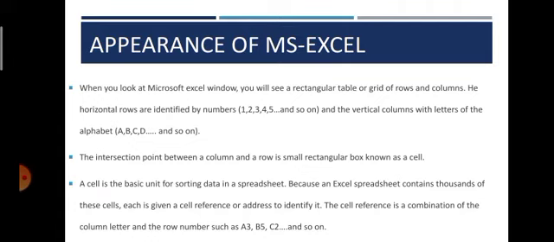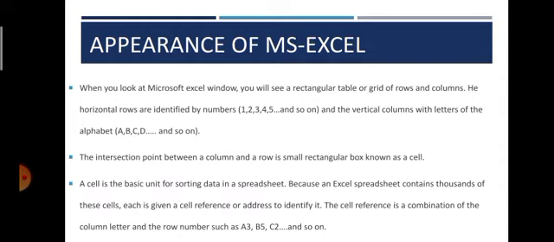So when you see a Microsoft Excel sheet, you can see a rectangular table or grid of rows and columns. Once you can identify that, whenever you see a combination of rows and columns, then that is MS Excel. The horizontal rows are identified by numbers, that is 1, 2, 3, 4, 5, and so on. So this is your rows part. How can you identify the rows? You can identify the rows by the numbers 1, 2, 3, 4, 5, and so on.